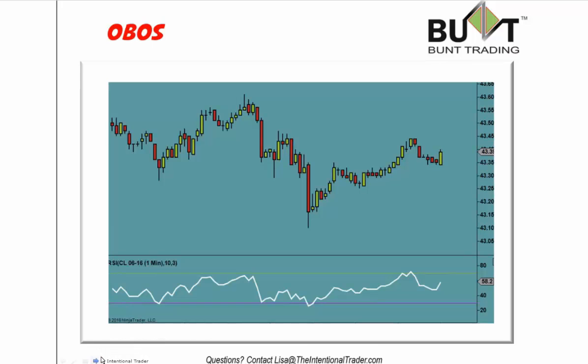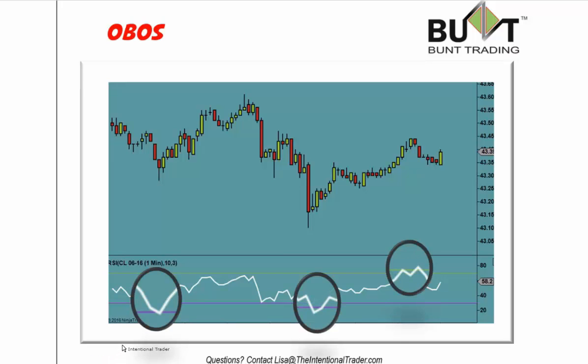It's very typical to put on an oscillator like the relative strength index here on a chart to determine when price is overbought or oversold. Where you see that on this chart, there are areas where the oscillator exceeds the extremes or the thresholds that have been set to determine price being overbought or oversold.